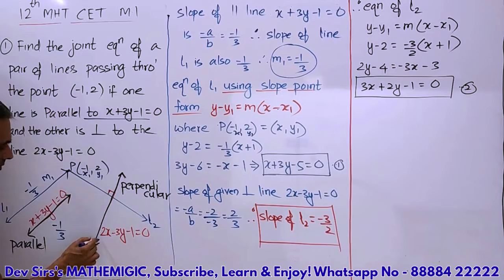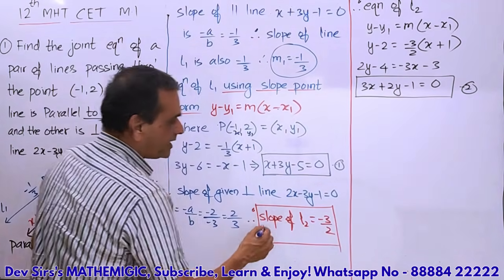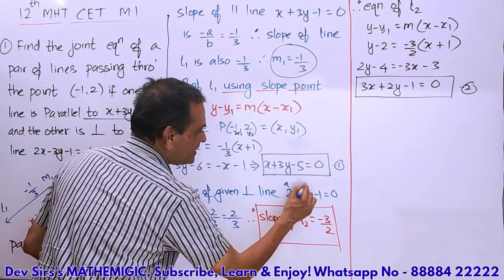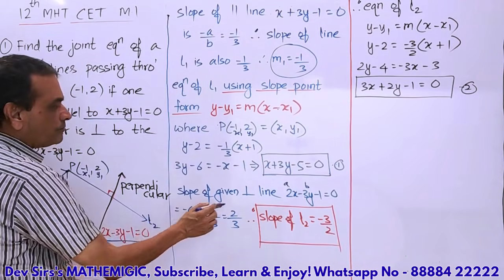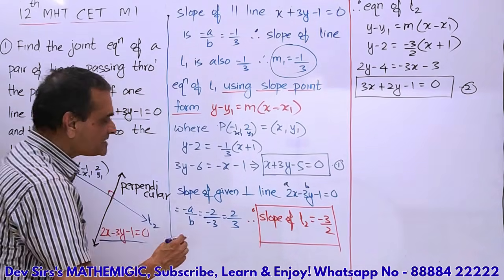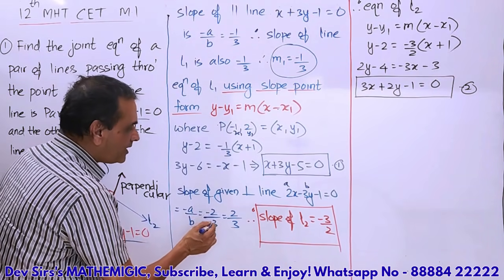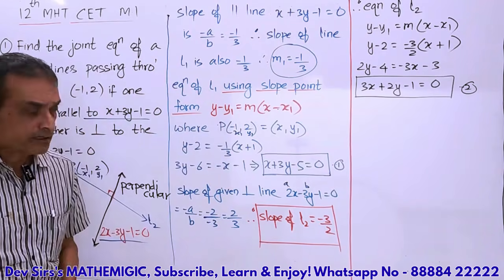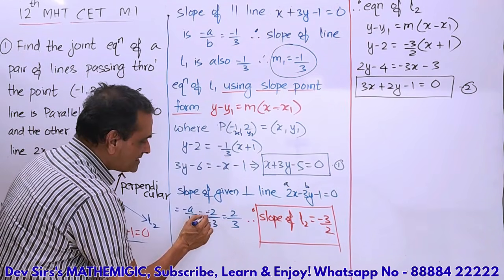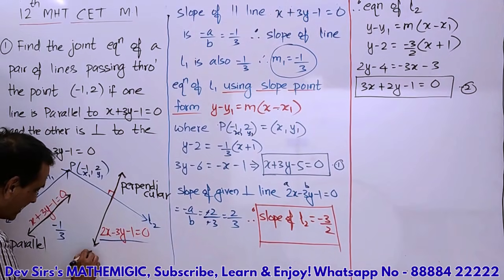Similarly, go to the perpendicular line because its equation is given. Perpendicular line's equation is given, 2x minus 3y minus 1 equal to 0. Again, a is 2. This is a and this is b. So a is 2 and b is minus 3. So slope of this line is given as minus a upon b. That is minus 2 upon minus 3 because b is minus 3. So minus minus gets cancelled, 2 by 3. That is the slope of this line, 2 by 3.